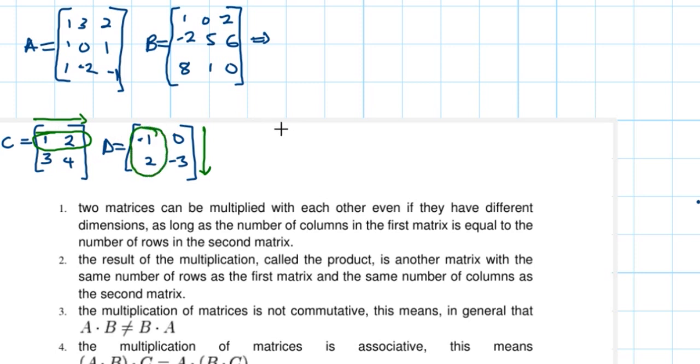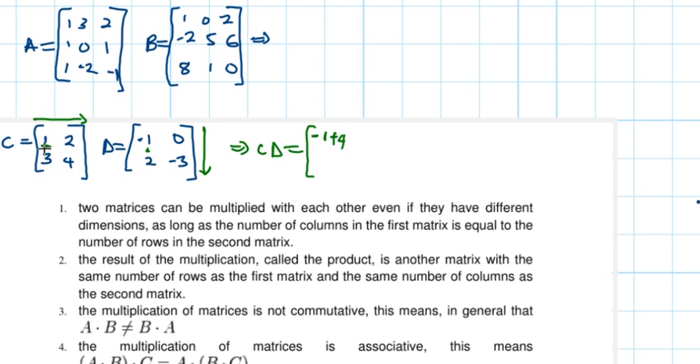Then in the next row, the whole of this row will multiply the whole of this column. So let's look at that right away. Now if I'm to multiply this element, this first element is going to multiply this first element here, which means I'm going to be having CD to be equal to 1 times minus 1, which is minus 1. Then I'm going to be adding that to 2 times 2, which is 4.